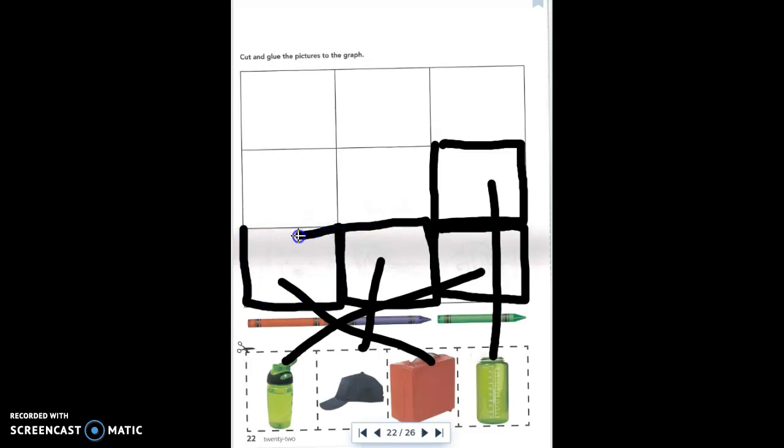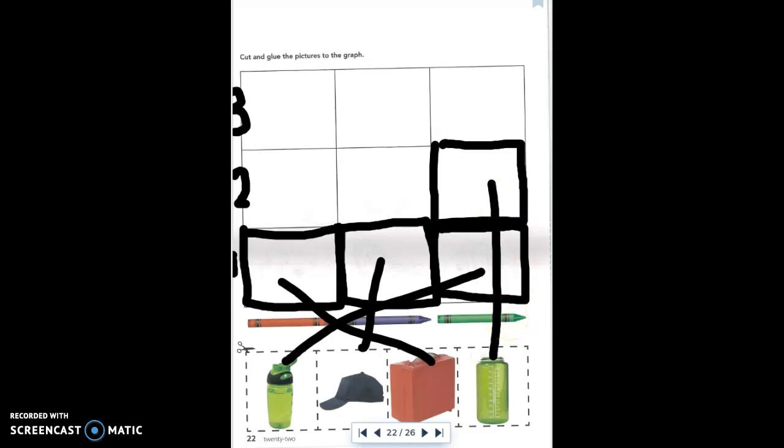If I look at this graph now that I've completed it, I know that I have the most green items because the green column goes up the highest. And remember, over on the side sometimes they have the numbers. So the first row represents 1, then we have 2, and then up here we would have 3. I don't have 3 of any items, but I have 2 green items. I have the most of the green.